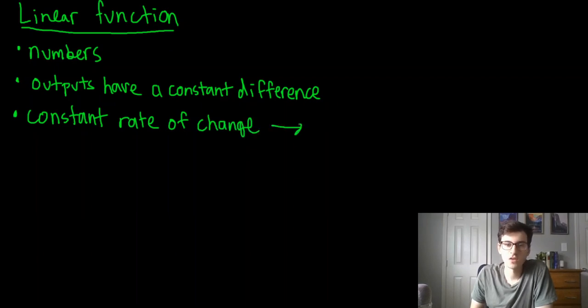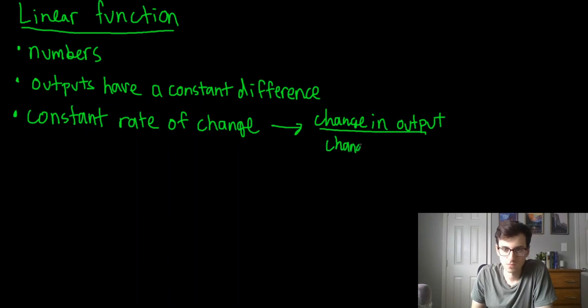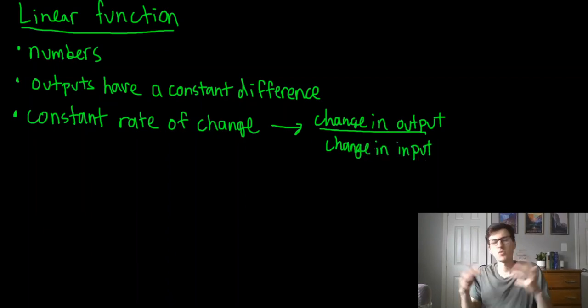And rate of change is just the change in my y, or my output, divided by the change in my input. So I'm throwing a lot of mathy things at you right now, but that's what a linear function is. It's a function that has a constant difference, a constant rate of change. So how can we picture this with just numbers? We're going to talk about 3 ways to identify linear functions.